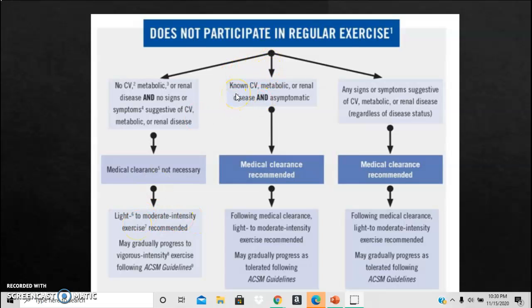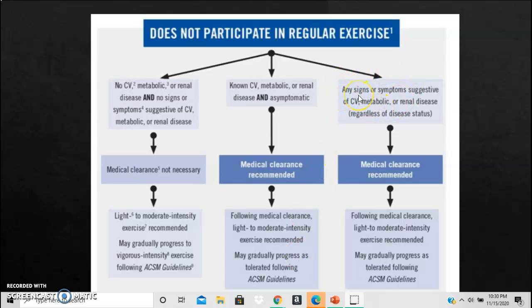If the client has a known cardiovascular, metabolic, or renal disease and is asymptomatic, it is recommended to get medical clearance. And this is simply because when you are sedentary, it puts you at a higher risk for some of these adverse events happening. Following medical clearance, it is okay to progress onto light to moderate intensity.